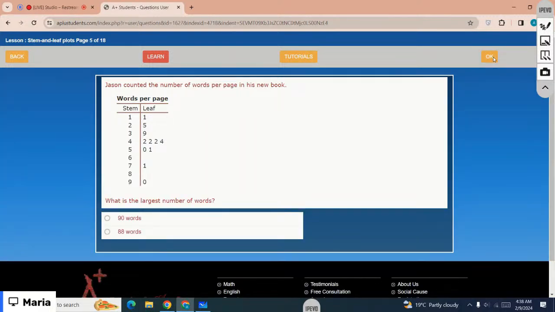Jason counted the number of words per page in his new book. What is the largest number of words? Which is the correct option? What could be the largest value you can make from the stem and leaf plot? 90 it is. The correct option is 90 words.